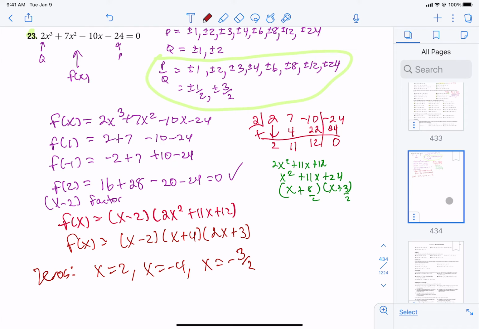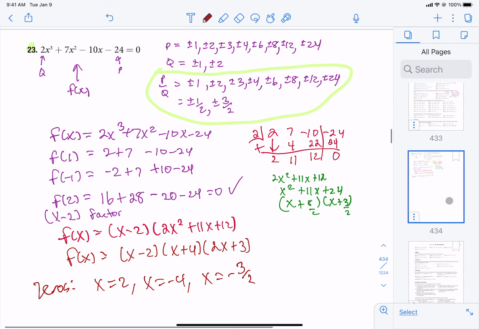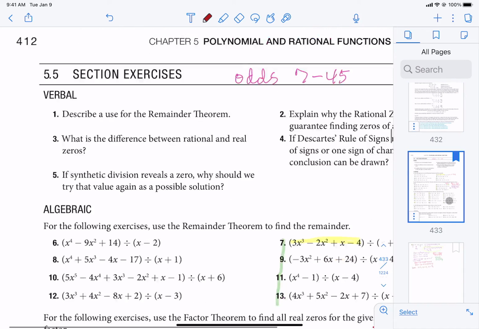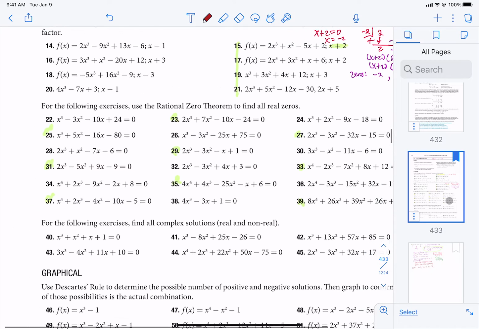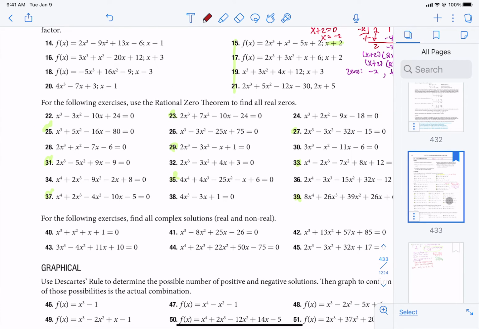So those will be your longest problems because there's lots of things you have to do. So that's what you want to do for that 23 through 39 section. Now, the last part of your assignment is problems 41, 43, and 45.